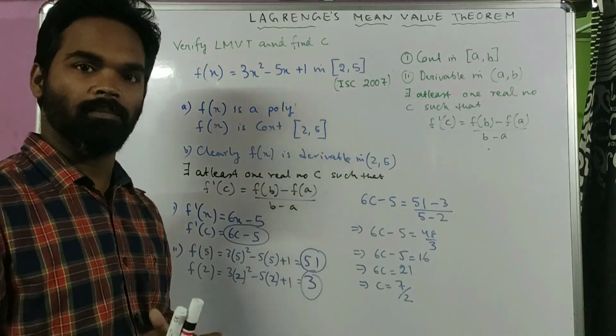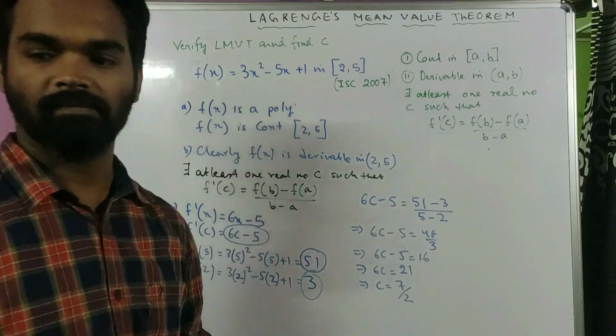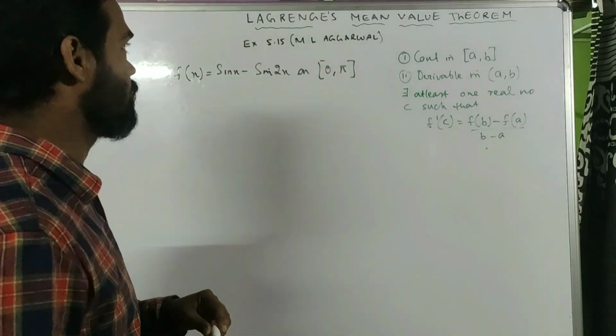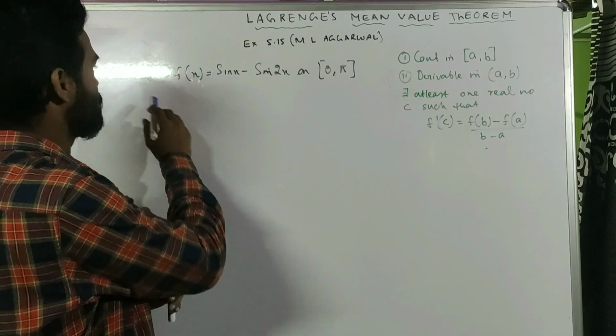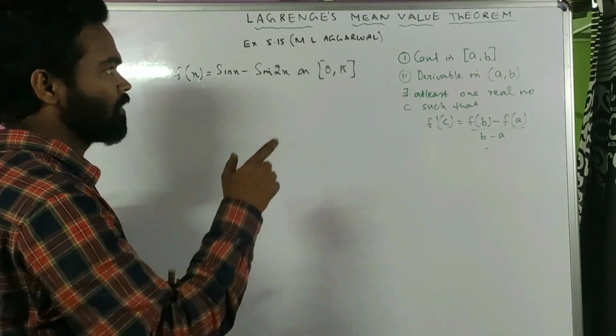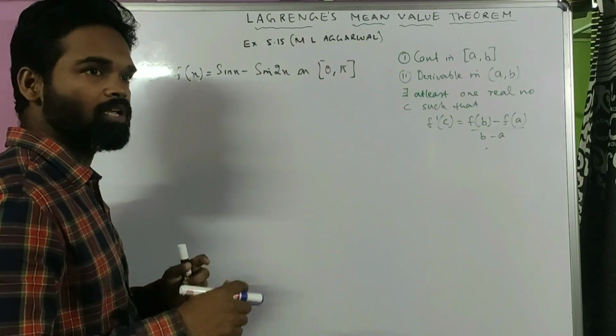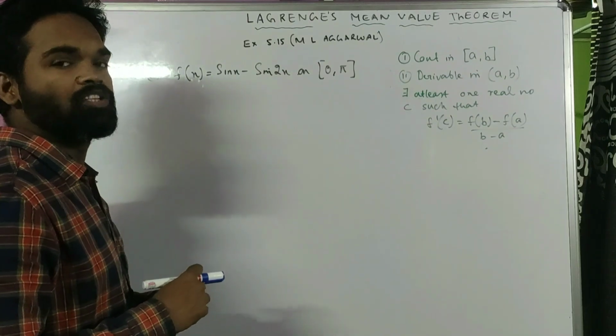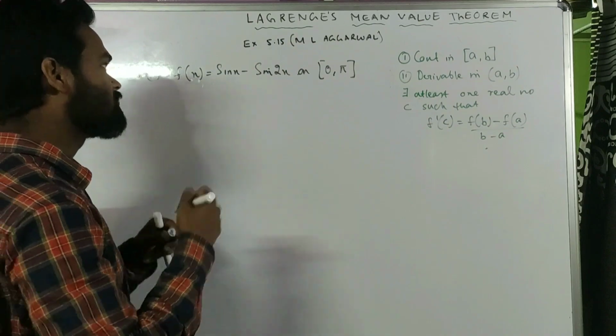Now we look at some sums from M.L. Agarwal. Okay. Now look at this sum. This is from exercise 5.15 M.L. Agarwal. Sum number 3, part 3. fx is sin x minus sin 2x and the interval is 0, pi. They have told us to verify Lagrange's mean value theorem and to find the value of c.